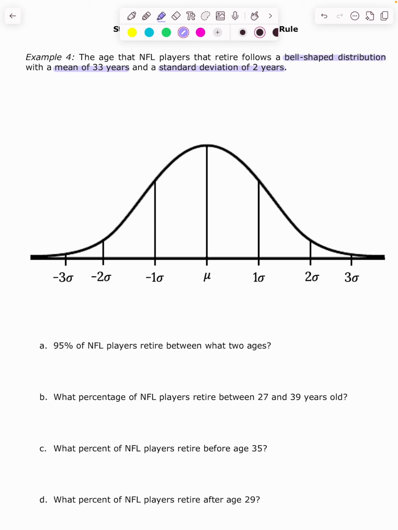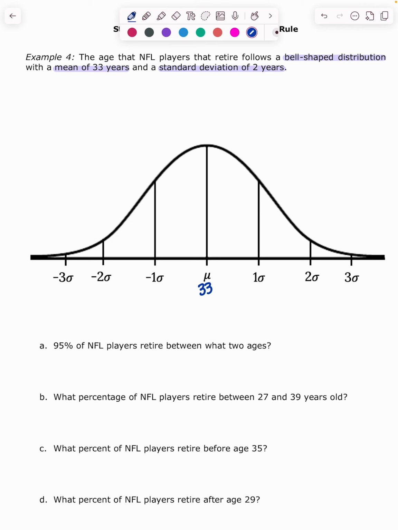A bell-shaped distribution is important because if it's not bell-shaped, then we can't use the empirical rule. And then we need the mean and the standard deviation in order to fill out the empirical rule chart. So I already have a chart put here for us to work with. The first thing I'm going to do is, in the middle, label the mean. So the mean is 33.